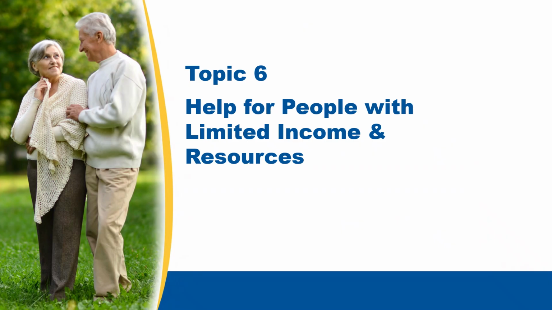Topic 6. Help for people with limited income and resources. Topic 6 reviews options for people with limited income and resources, like the Medicare Savings Programs, Extra Help, Medicaid, and the Children's Health Insurance Program, CHIP.